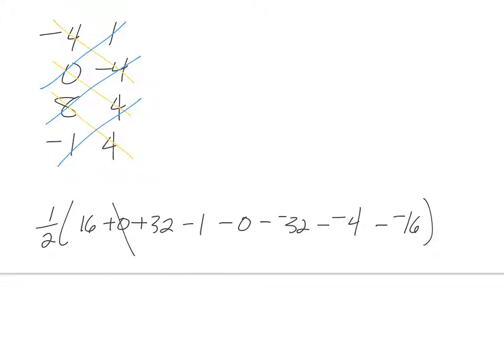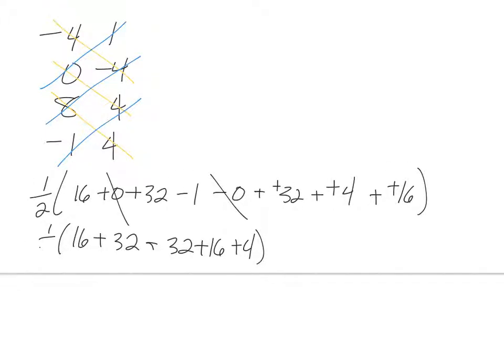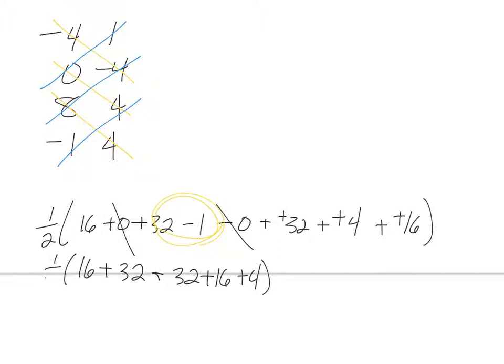Let's see. This would be plus, this would be plus, this would be plus. I've got a +2 and a positive. Wow, those are big numbers. So 16 plus 32 plus 32 plus 16 plus 4. I just had to go back and fix that because I forgot. Oh gosh. I forgot the -1. So this gives me 1/2 times 99, which is 49.5 units squared.